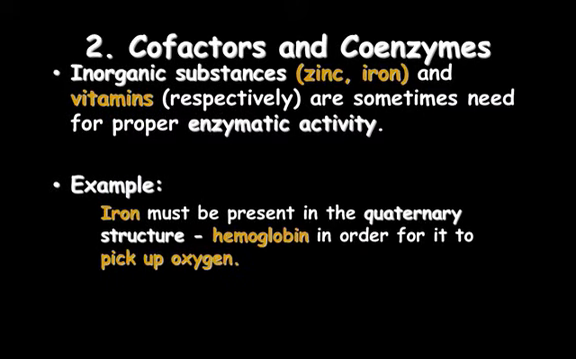Other things that affect it are called cofactors or coenzymes. A cofactor and a coenzyme is just a little something extra that an enzyme sometimes needs in order to make it work. A good example of this is iron. Iron is an element which must be present in hemoglobin. Hemoglobin is a protein that we find in our blood that picks up oxygen and allows it to be carried around the body to the rest of the cells.